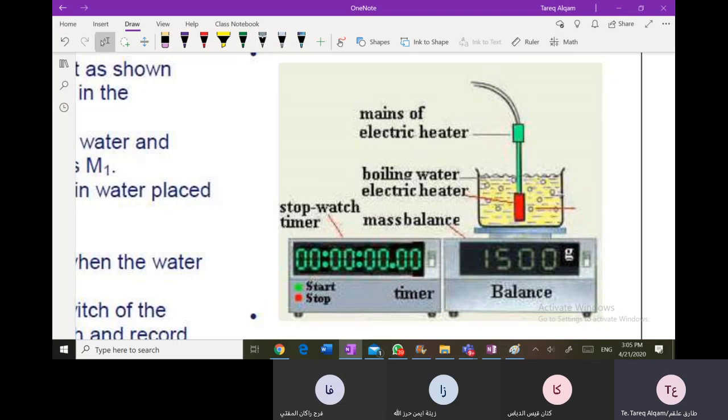Then I have to measure the initial mass before switching on the heater. Then I will switch on the heater for a specific time, 2, 3, 5, 4 minutes, whatever. Then I will switch it off and record the new mass. The difference between these two values of mass will show me the amount of water that is converted from liquid to vapor.